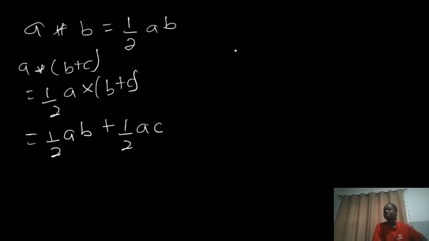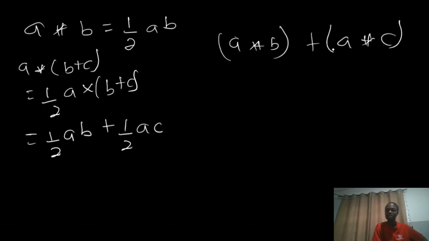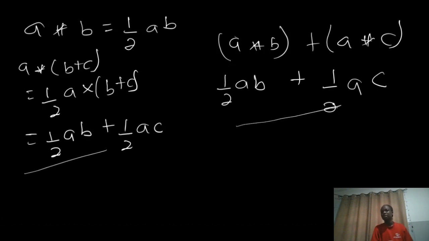If we distributed star over addition, our operation now becomes a star b plus a star c. So using the rule, here we are going to get 1 over 2 ab. Then here we are going to get 1 over 2 a, and now our b here is c, so ac. So it's the same thing here. This and this are the same. Yes, so here we can say that it is distributive, since after we distributed the star over the addition, we are getting the same result. Then we say that it is distributive.